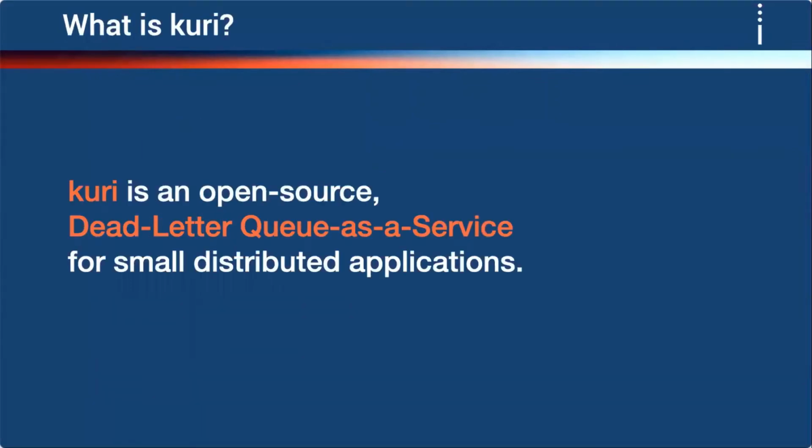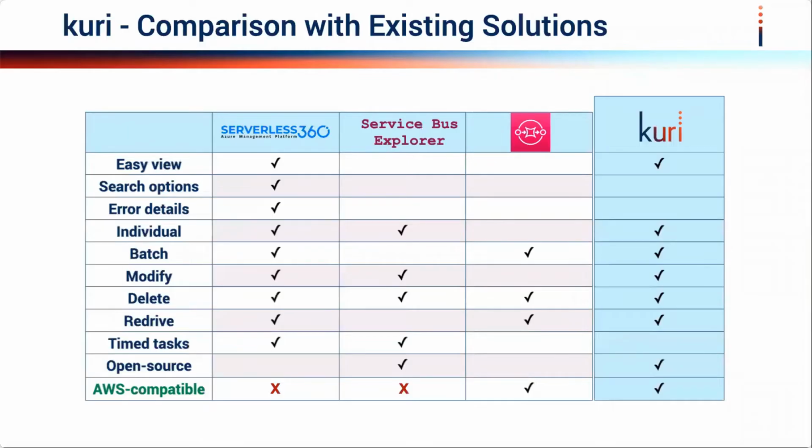As they continue the research for a suitable solution, the Buyme team comes across Kuri. Kuri is an open source dead letter queue as a service for small distributed applications that use AWS infrastructure. When we compare Kuri with the functionality of the AWS DLQ and the capabilities of the existing monitoring tools, Kuri meets the majority of the requirements, is open source, and compatible with AWS queues. The Buyme team is encouraged by this find and decides to look into it in more detail.